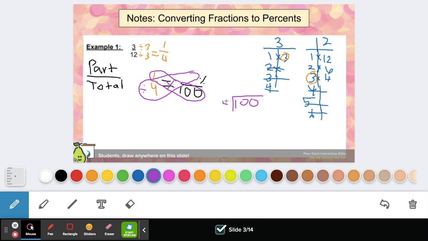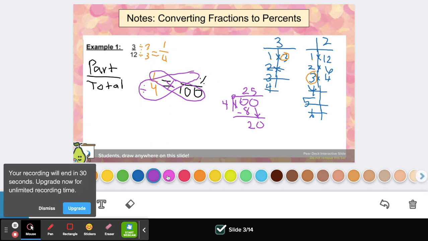So I'm going to divide this by 4. 4 can go into 10 twice. 4 times 2 is 8. I subtract. I need to borrow here because it's not possible. So 10 minus 8 gives me 2. I have to bring down my 0. 4 can go into 20 5 times. So when I do this, 25 is my answer, and 25 goes right there.